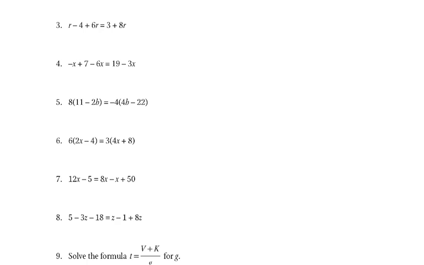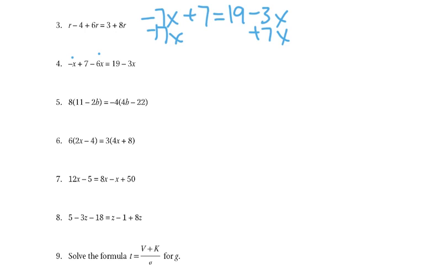Okay, so let's just keep going. Number 4, same idea. Negative 6x, negative x would give us a negative 7x plus 7 equals 19 minus 3x. We could add a 7x. Okay, that would be 0, so I'm left with 7 equals, because it's positive, so it's just positive 19, negative 3 plus 7 is a positive 4x.